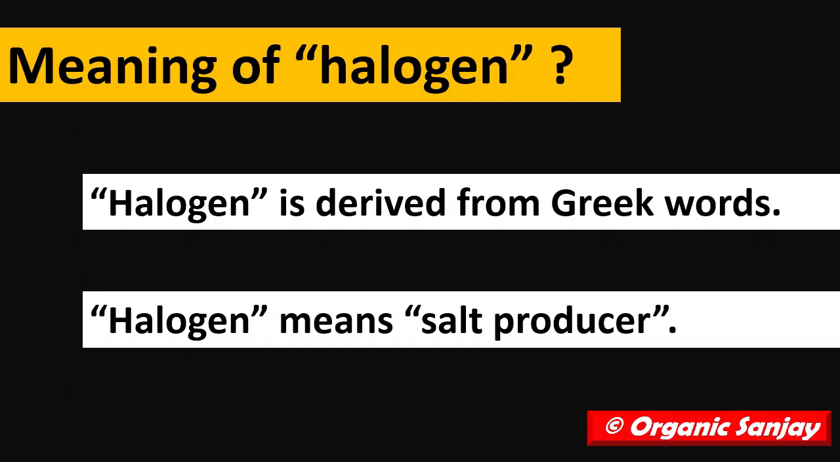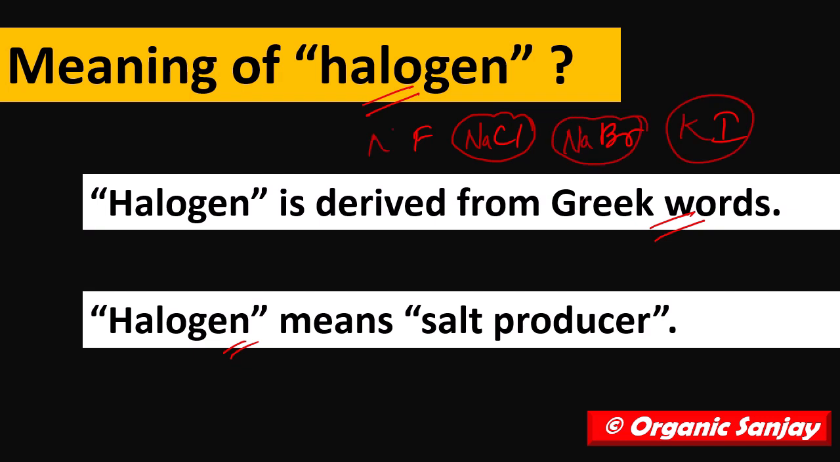Now, what is the meaning of halogen actually? This word is derived from Greek words, and halogen means salt producer. It means the elements like fluorine, chlorine, bromine, and iodine generally form salt. For example, NaCl, right? NaCl is one salt which we use in our daily life. Similarly, NaBr or KBr, KI, similarly NaF, sodium fluoride. So these are some examples of salt. So halogens, when they react with active metals or other metals, give salt. So they are called salt producers.